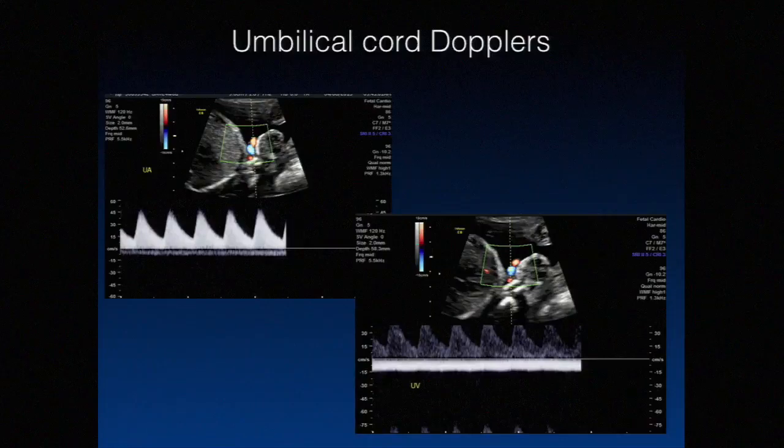And then umbilical artery and umbilical vein Dopplers are listed as optional. In order to be comprehensive, they're quick and easy to do, looking for forward flow in the umbilical artery and no pulsations in the umbilical vein.